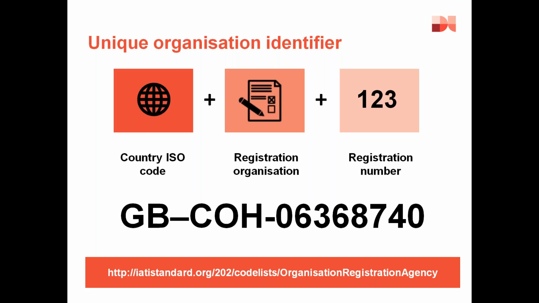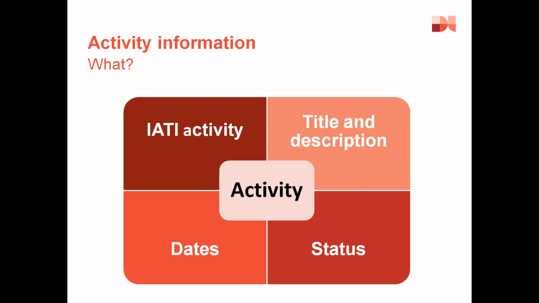Also, in order to find out if we've already got some of these registration organisations set up, you can use the link on the bottom of the slide, which will take you to the list, which actually makes up part of the IATI Standard, where we already have registered a whole number of registration organisations. So you can look up, wherever you are in the world, to see if we already have a particular registration organisation you might be registered with that you can use in constructing your organisation identifier in order to publish.